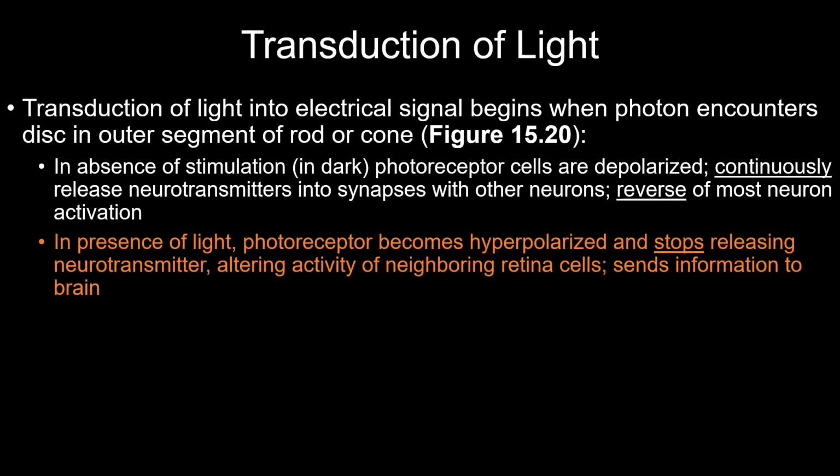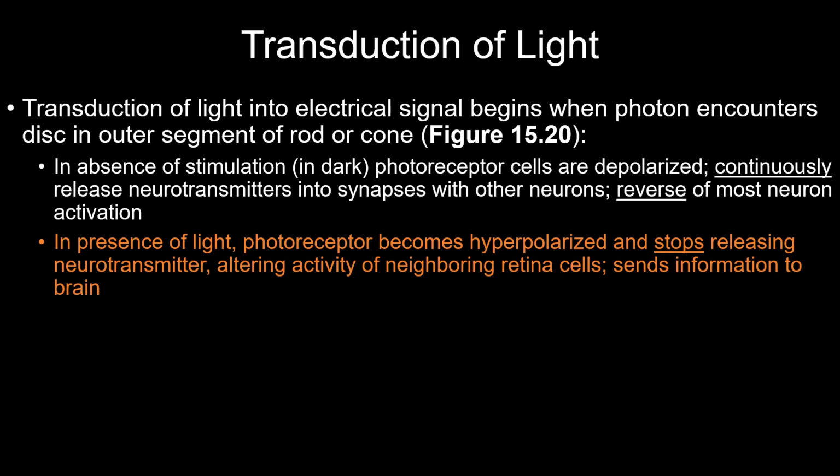So now let's talk about the transduction of light into an action potential. This begins when photons from the light wave strike a disk in the outer segment of a rod or cone. Much more is known regarding the events in rods, so we're going to mostly focus on rods. It's probably similar in cones, but let's focus on rods.